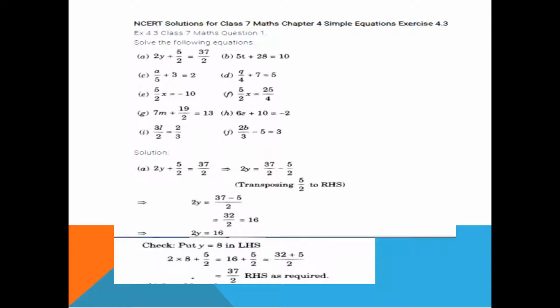We have to write here by checking the equation. We have to find out whether our answer is correct or not. We'll be checking it, putting y is equal to 8 in the left hand side, that is 2 into 8 plus 5 by 2, which is equal to 16 plus 5 by 2, which is 32 plus 5 by 2, is 37 by 2, which is actually our right hand side. So we are getting the same value as RHS, so our answer is correct.